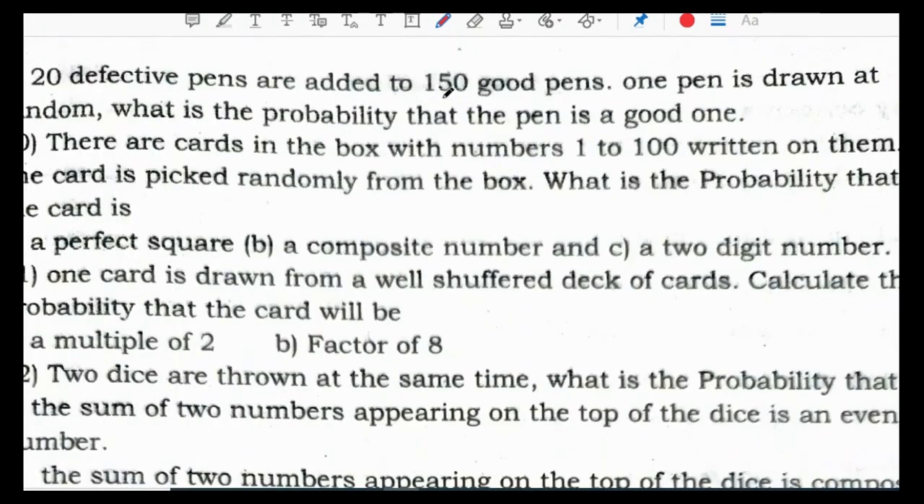20 defective pens are added to 150 good ones. One pen is drawn at random. What is the probability that the pen is a good one? So 20 defective pens are added to 150. Total number of possible outcomes are 170. So 150 plus 20, 170 total pens. So there are 150 good pens. So 150 by 170 is the correct option, or 15 by 17.